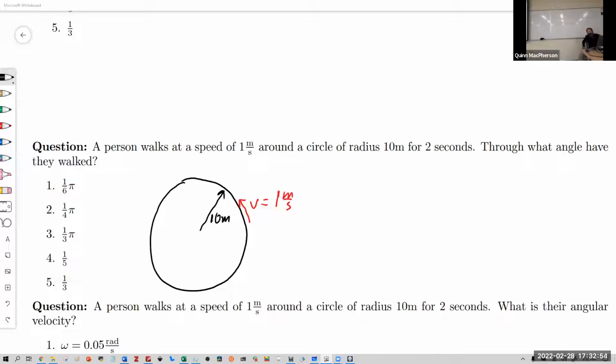Okay. If they are walking at a speed of 1 meter per second for 2 seconds, how far have they walked? 2 meters. Okay, how far would they have to walk to go 1 radian? 10 meters, right? Because the radius is 10 meters long. So in order for them to go around by 1 radian, they'd have to go 10 meters. So what angle have they gone through? You can change your answer if you need to.